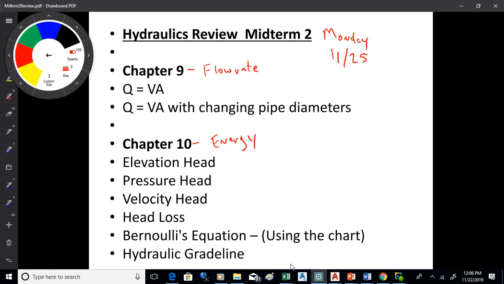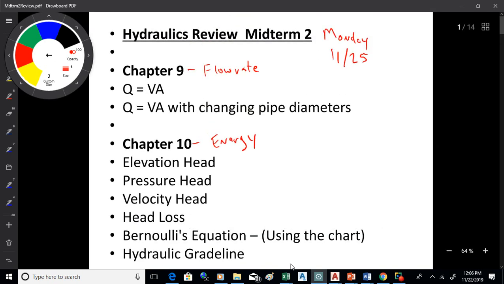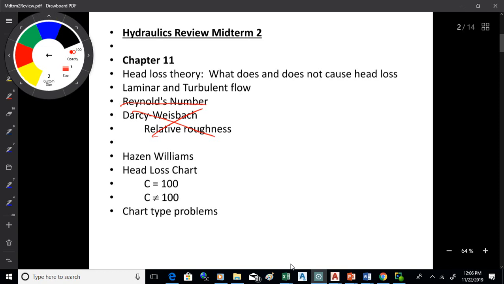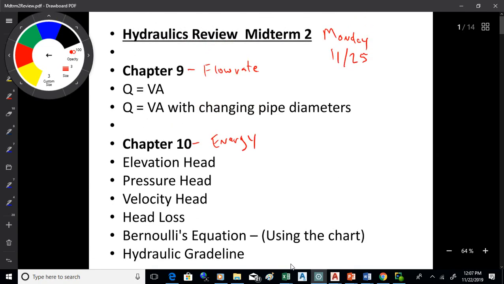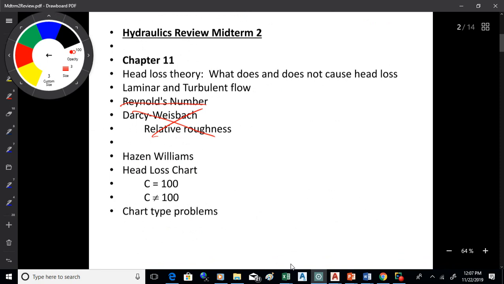All right, the next thing there is the idea of energy and water. That's chapter 10. That also works its way into chapter 11 because that's really why we want to do this. We look at elevation head, pressure head, velocity head, and head loss, and we put them on a chart. Doing that's called Bernoulli's equation. So we covered that in chapter 10, and we also did it in chapter 11. The difference was in chapter 10, I said the head loss is such and such, whereas in chapter 11, you found the head loss. Okay. So that was the difference. The other thing we covered in chapter 10 was hydraulic grade line too. So you should know how to do that.